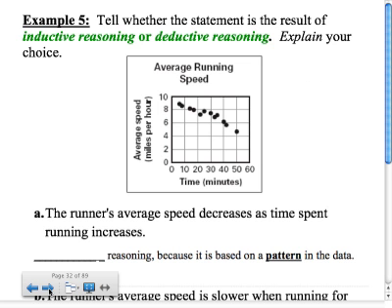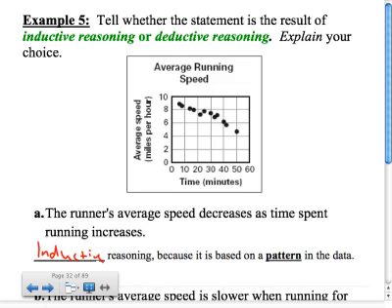Example 5 says, tell whether the statement is the result of inductive reasoning or deductive reasoning. Explain your choice. The runner's average speed decreases as time spent running increases. So we're looking at this, and the runner's average speed decreases as the time spent increases. Well, that's based on a pattern. Therefore, this is inductive reasoning.